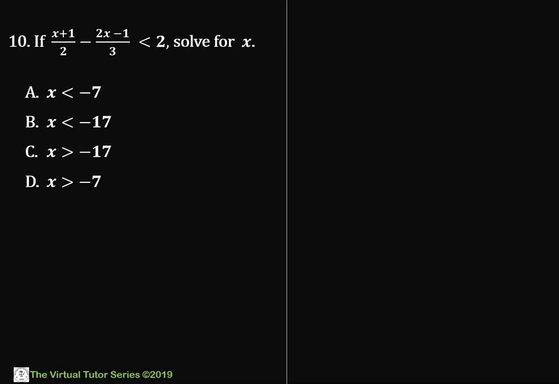If (x + 1)/2 − (2x − 1)/3 is less than 2, solve for x. Solution. We are to solve for x given the inequality (x + 1)/2 − (2x − 1)/3 is less than 2.